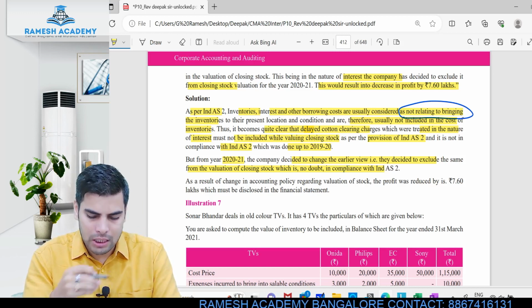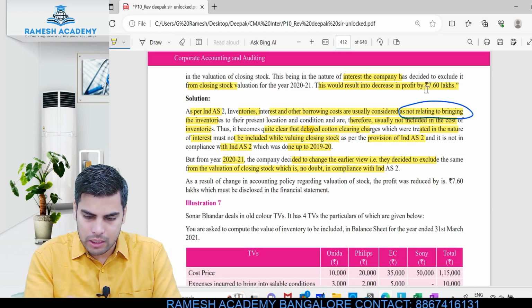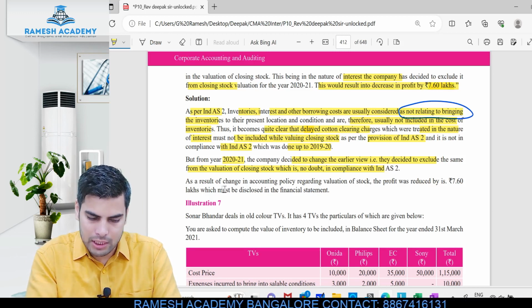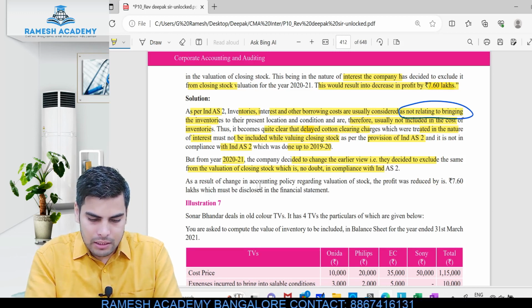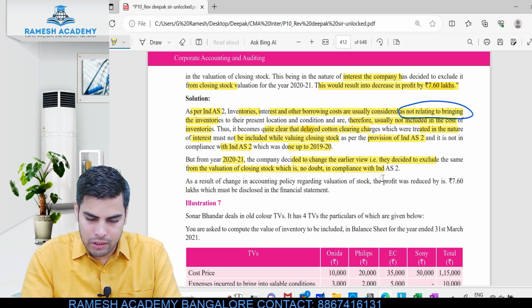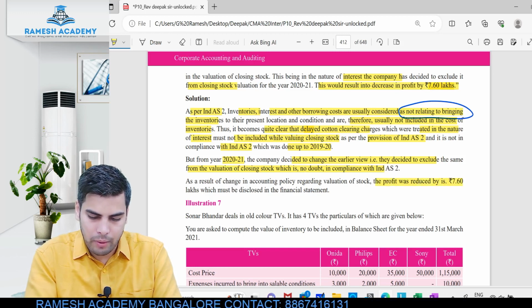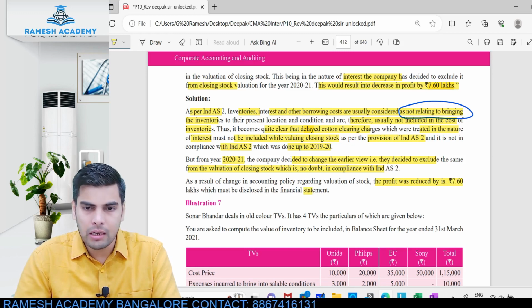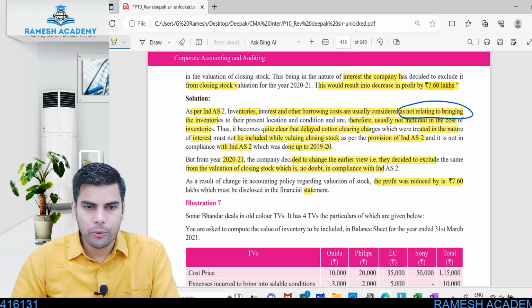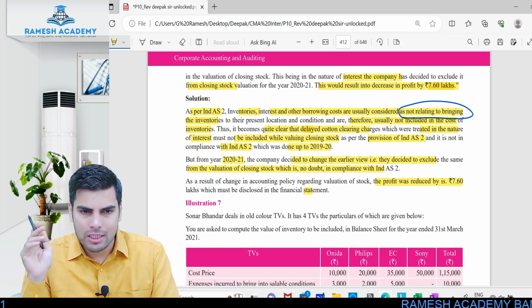Only thing is, you just need to make a disclosure with respect to this reduction of 7.6 lakh. Look at this. As a result of change in accounting policy regarding the valuation of inventory, the profit was reduced by 7.6 lakh. This has to be disclosed. Hope you all understood this. First point, just mention this much.